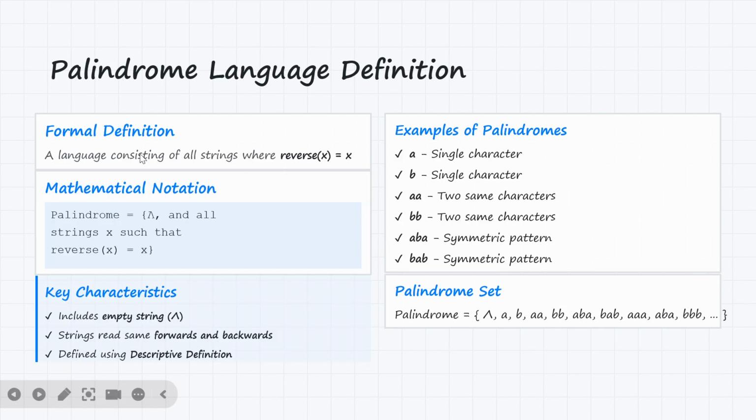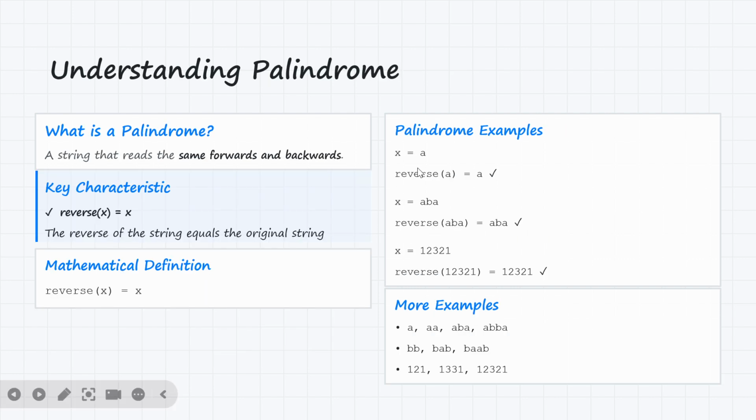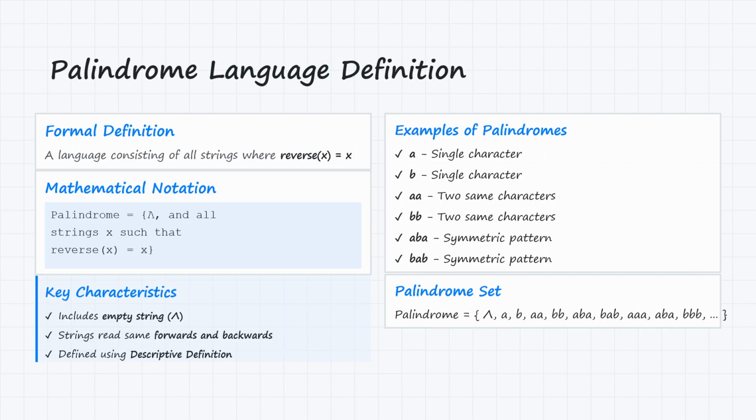Palindrome language: defining a language consisting of all strings where reverse of x is equal to x. Palindrome is the language where reverse of x is equal to x.